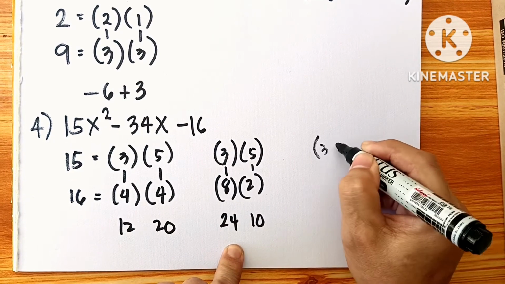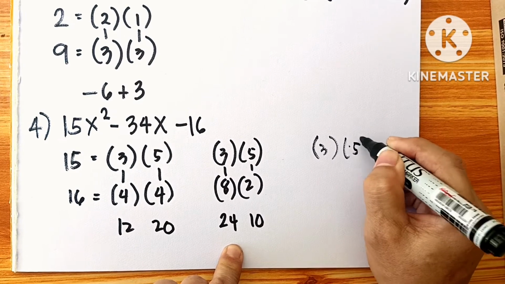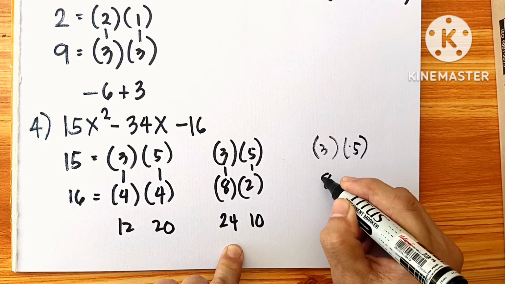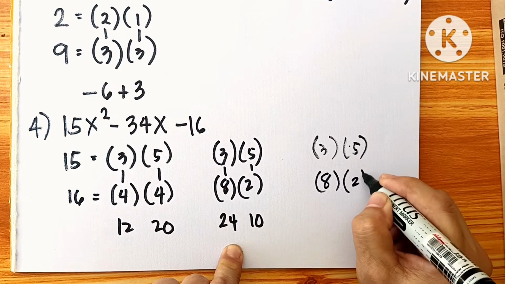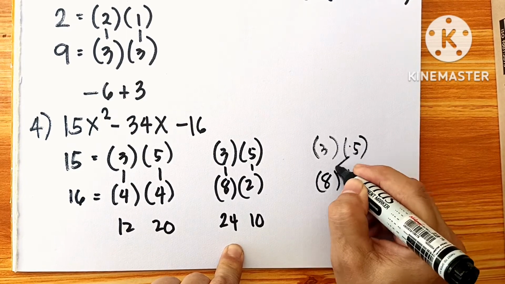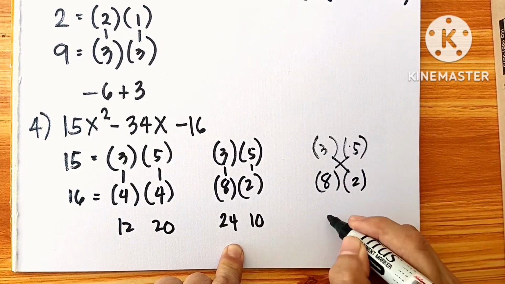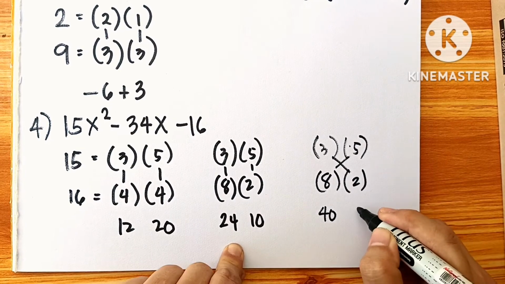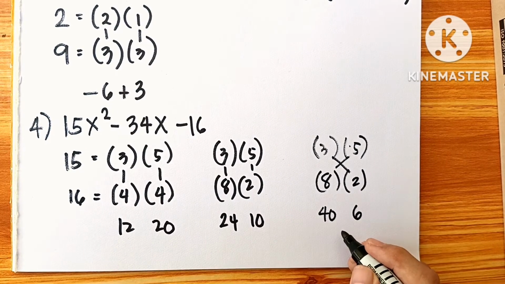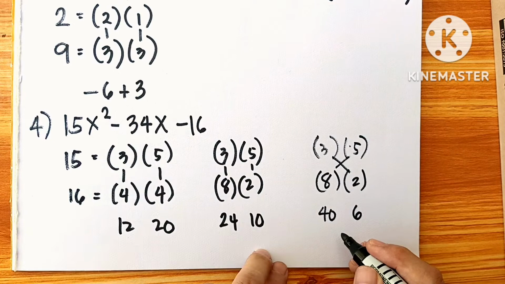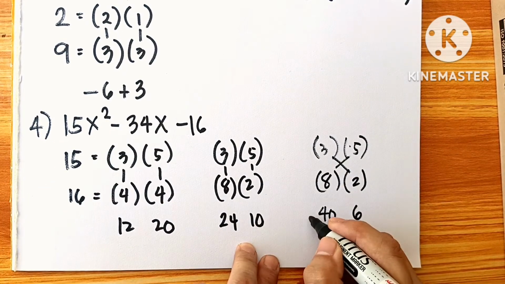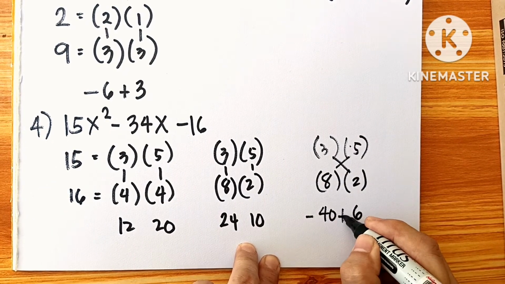Let us again try 3 and 5, 8 and 2. And this time, I will match 5 with 8 and 3 with 2. 8 times 5 is 40. 3 times 2 is 6. If I subtract these 2, we'll get 34. Okay? Now, since it's negative, 40 must be negative and 6 must be positive.